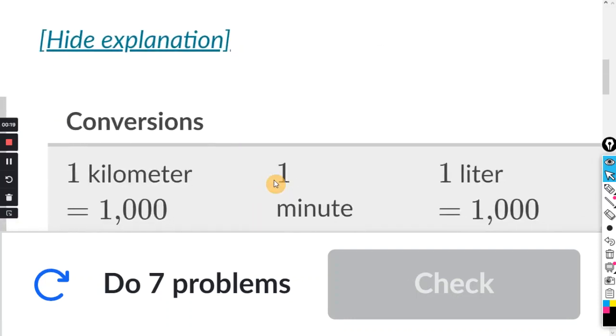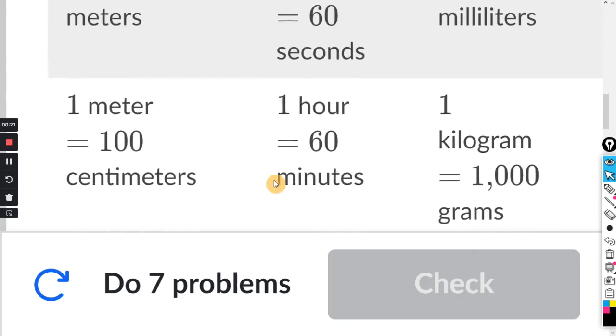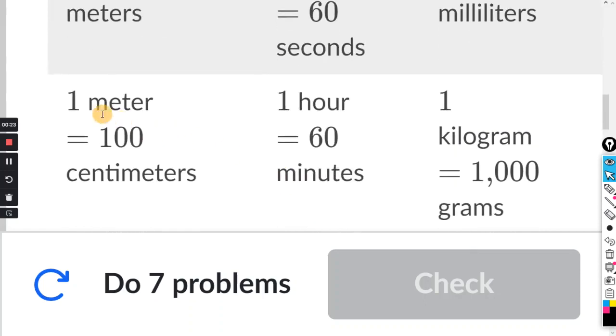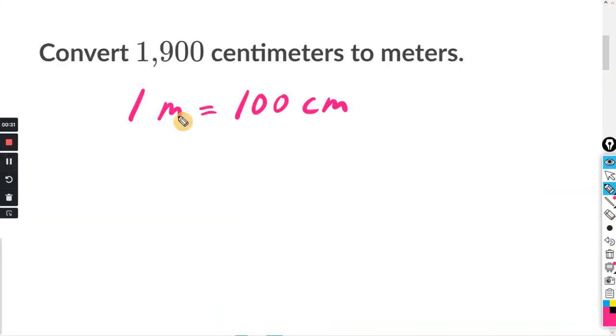We can see that 1 meter equals 100 centimeters. That's what we need for this problem. When you have a conversion of something equals something, you can multiply by 1 over the other.